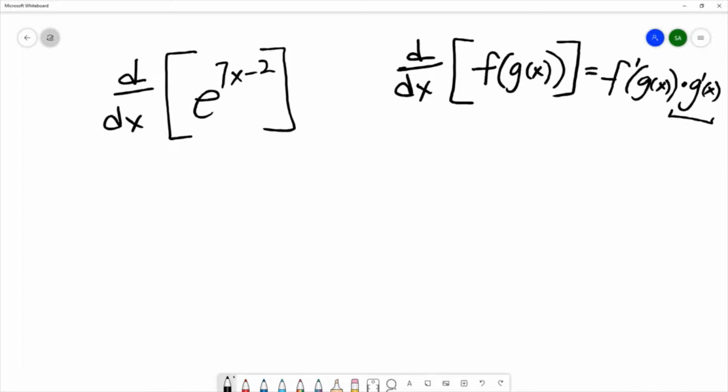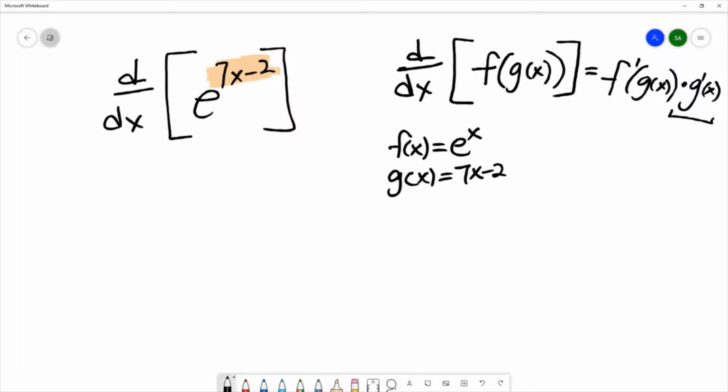So for us to calculate the derivative of this e to the 7x minus 2, I need to identify what the inside function and the outside function are. So what I can see is that in the exponent I have 7x minus 2, and it's in the exponent of this e here. So what I'm going to think of is that f of x, my outside function, would be e to the x, and g of x, my inside function, is 7x minus 2.